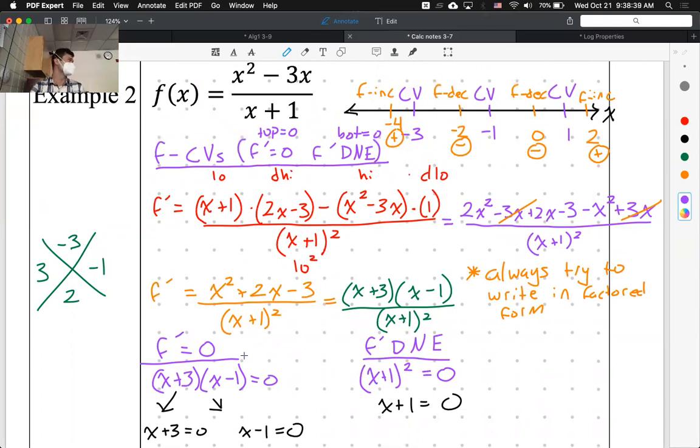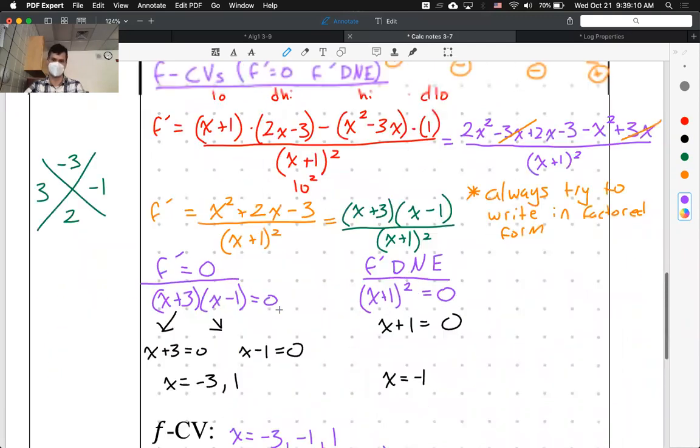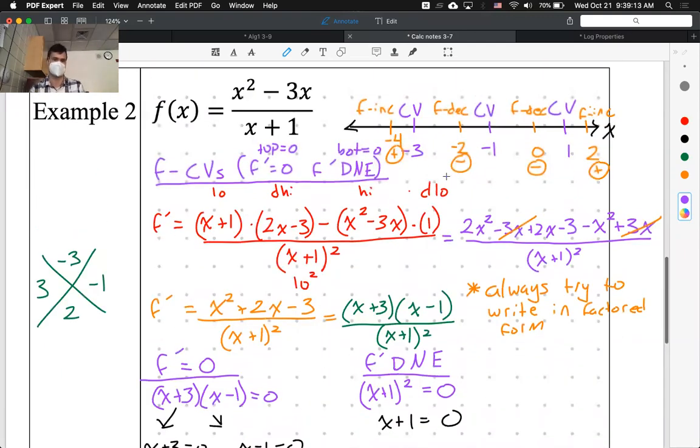Is it 1? It is 1. Why? Yeah, that's the definition. It went from negative to a positive on that CV. So I come down here and say X is equal to 1. And then Fiona, F maximum is at a negative 3. It has to be, right? Because Chris listed all the minimums. And you can verify, yep, at negative 3, positive to a negative.